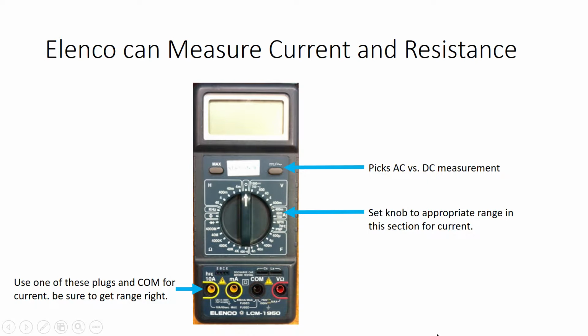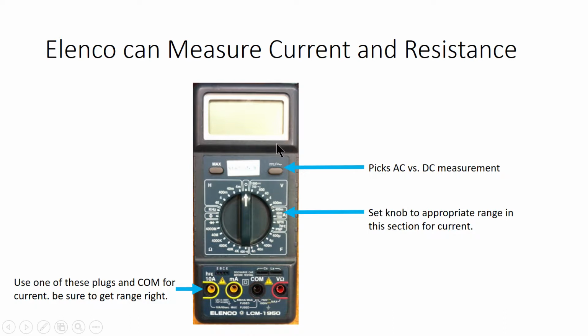To take them, you use the COM plug and the two current plugs that are highlighted in yellow over here. You pick which current plug to use based on the amount of current you expect to measure. One of these is suitable for very high currents, like 10 amps, and the other is suitable for lower currents, on the order of milliamps. The milliamps plug has a really delicate fuse inside of it, so you need to make sure that you only put milliamps through that terminal, or you'll blow the fuse, or worse.